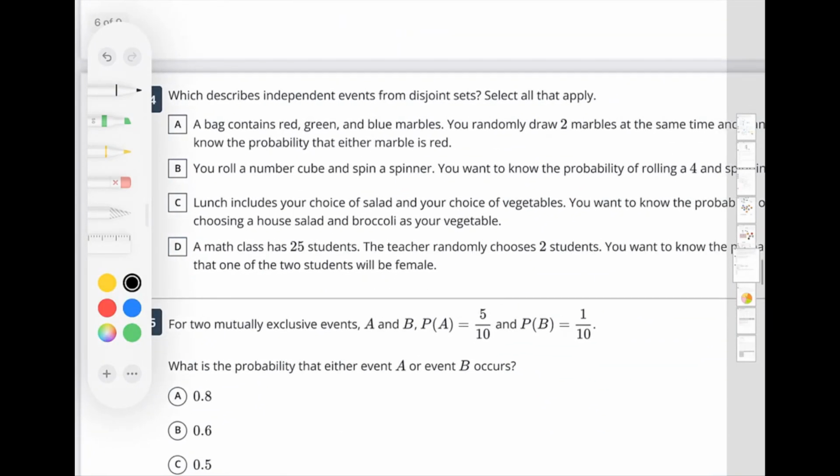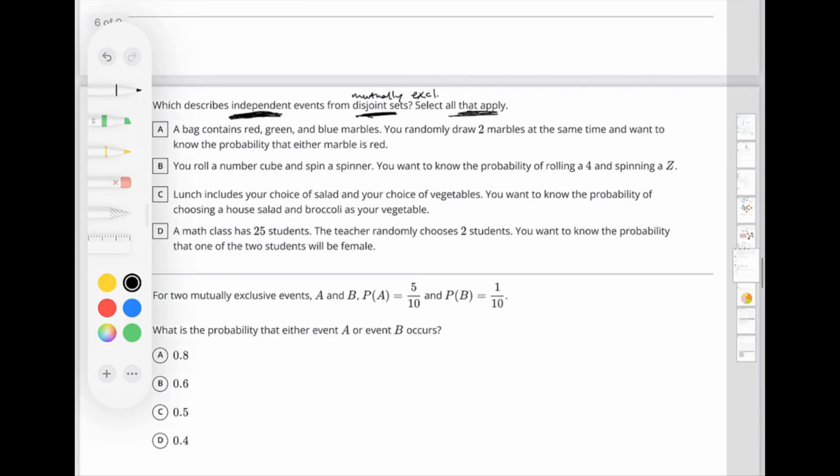All right, which describes independent events, right? You know, I talked to a lot of teenagers, high schoolers, and what do you guys want? You guys want to be independent from your parents, right? Whatever your parents do doesn't affect what you do. Now, it's telling you disjoint events, which basically means another way of saying mutually exclusive. They're not related. And then it says select all that apply. The bag contains red, green, and blue marbles. You randomly draw 2 marbles at the same time and want to know the probability that either is red.